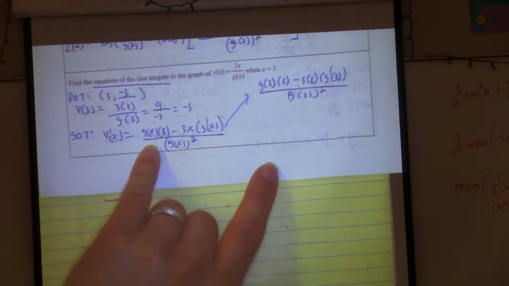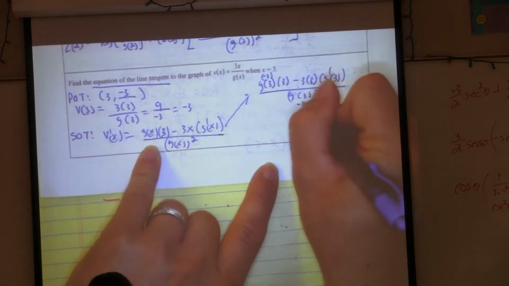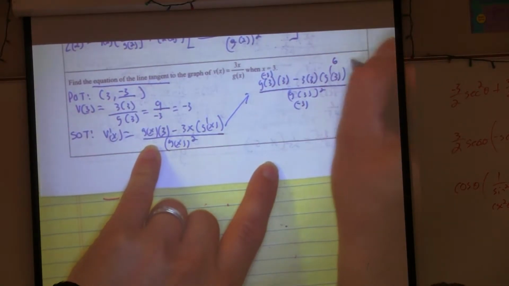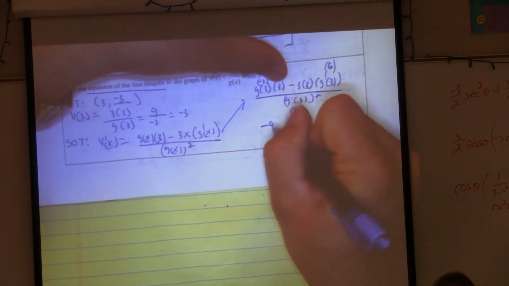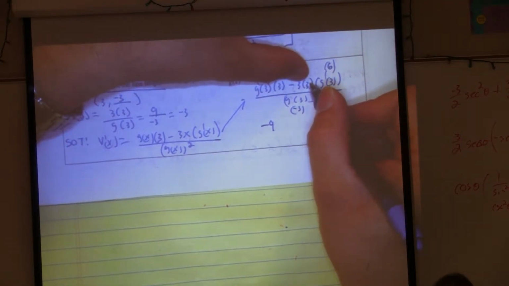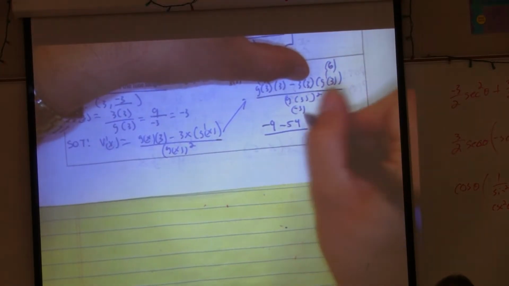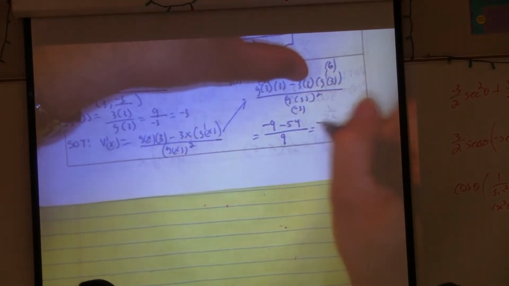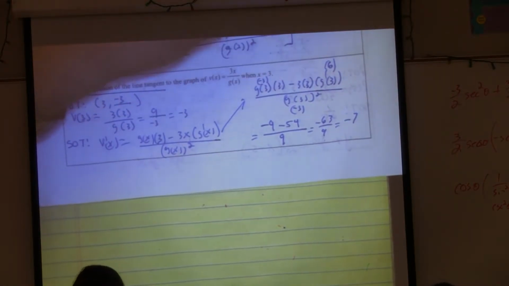What's g of 3? Negative 3. Right? What's g prime of 3? 6. Okay, so let's do it. Negative 3 times 3? Negative 9. 3 times 3? 9 times 6? 54. Minus 54. Negative 3 squared at the bottom? 9, right? So that gives me negative 63 divided by 9 is negative 7. Alright, are we done?